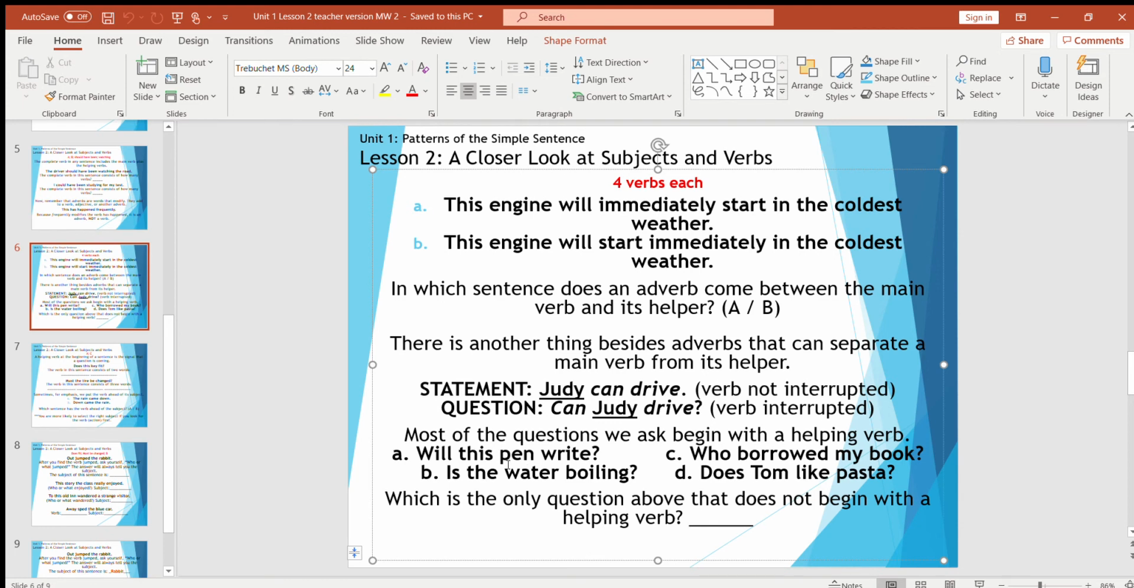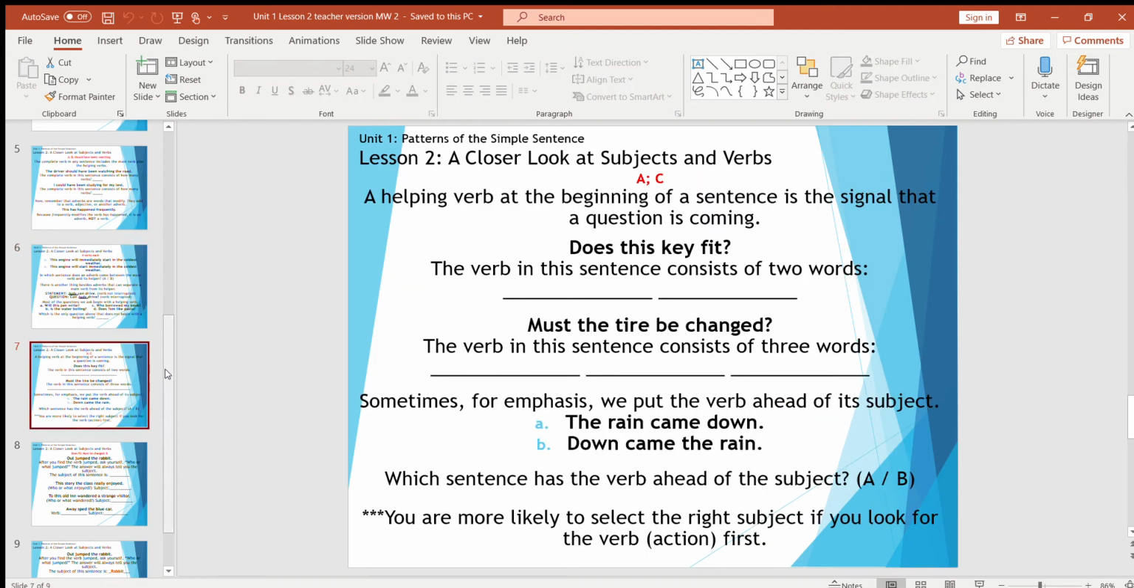That makes sense. The water is boiling. That makes sense. Borrowed who my book? That's weird. Tom does like pasta? That makes sense. So who is not a linking verb, okay? But the other three, those are. All right, moving right along.